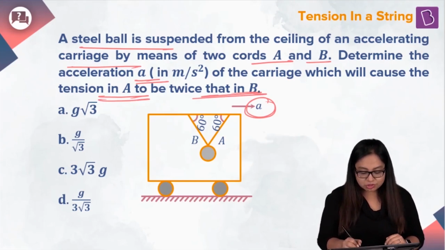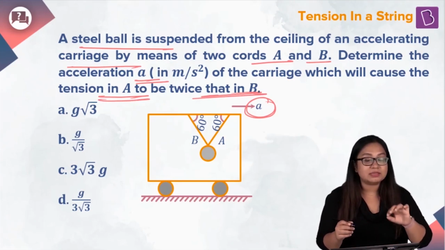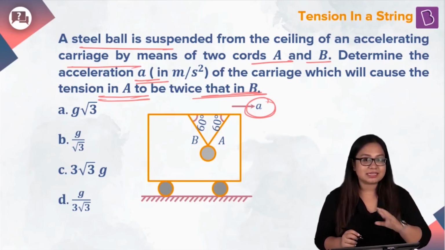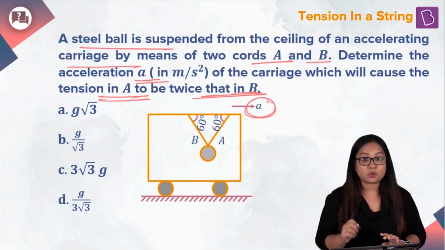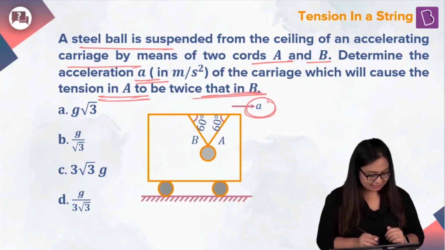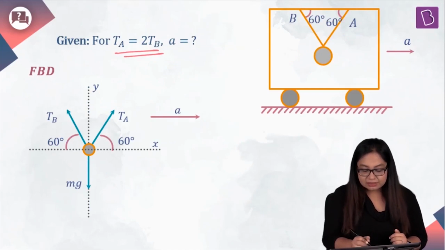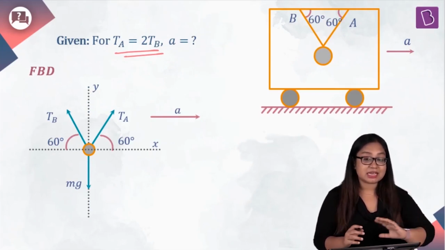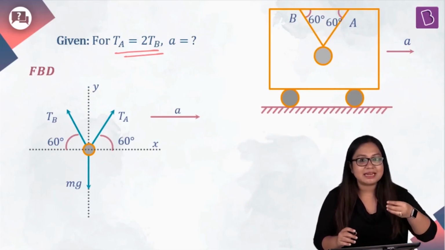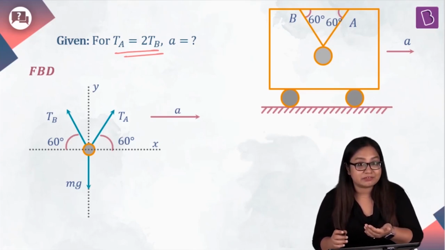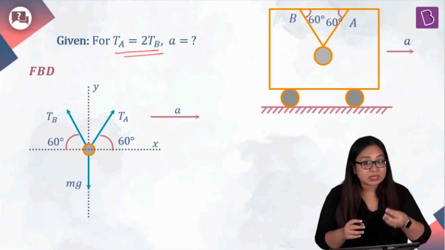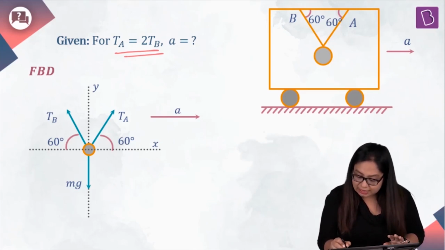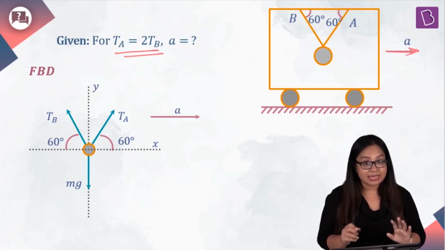All right. So these two strings A and B, which are responsible for holding the ball, will have some tension in them. Here, they've given that what is the acceleration if tension in A is twice tension in B. Okay, let's start. Well, this is given, right? And how do we start? First of all, if the carriage is accelerating, then the ball which is inside the carriage will be accelerating with the carriage itself, right? Because it is attached to the carriage by means of two strings. Make sense? Okay. So the ball is accelerating with acceleration a as well.